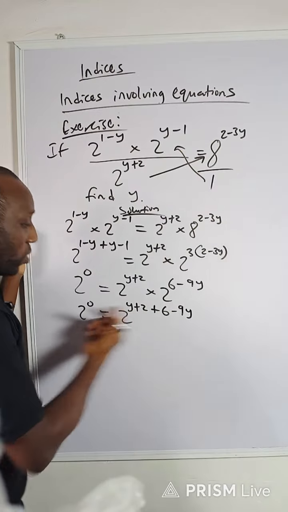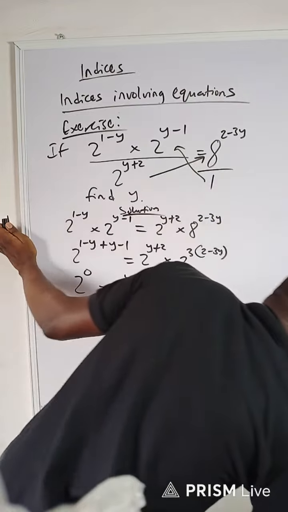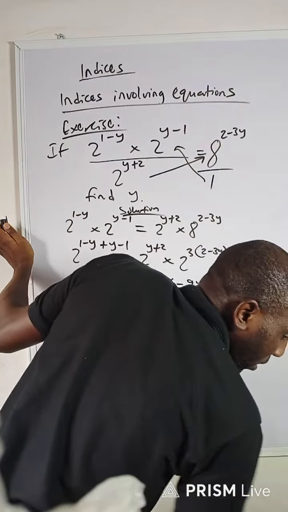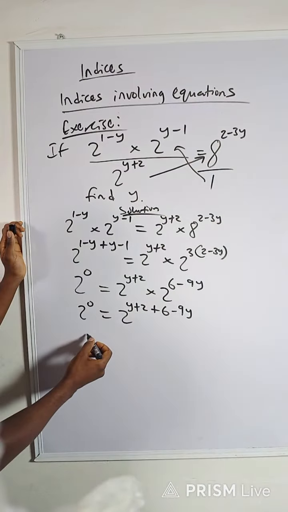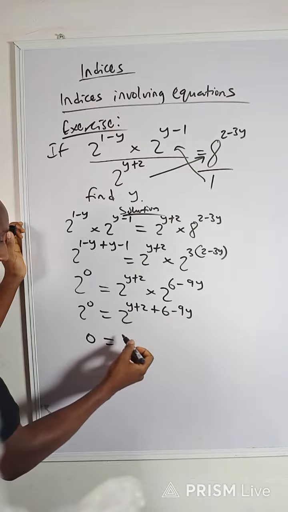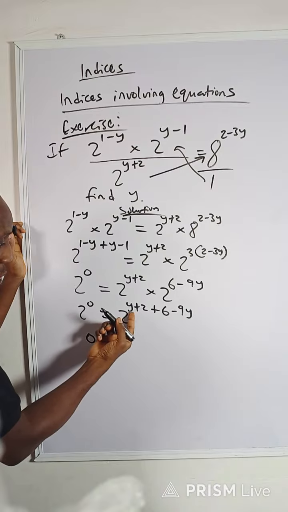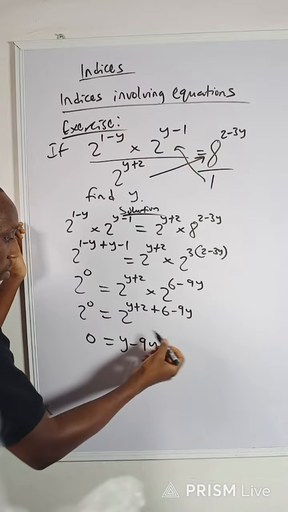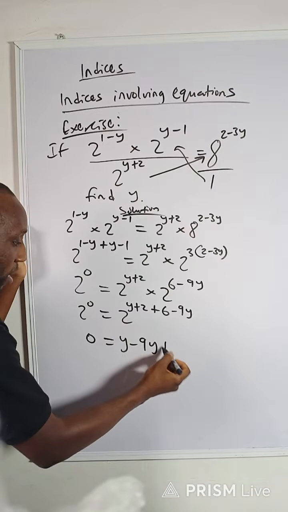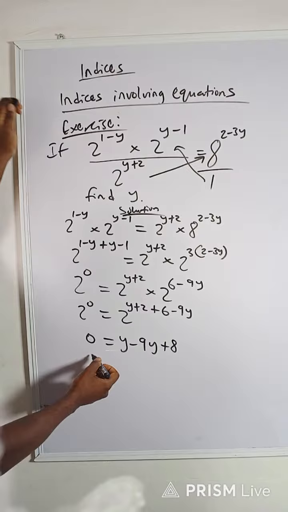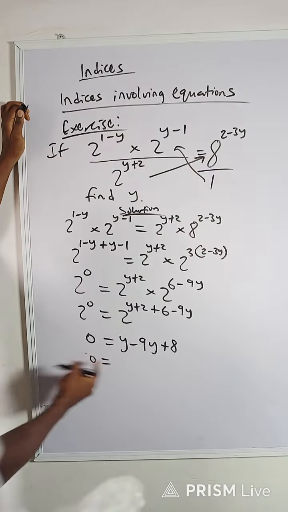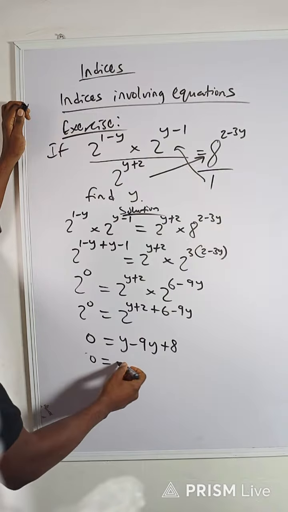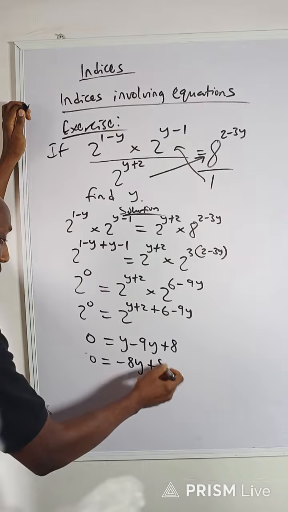Are you with me? So it's time to equate the exponent. So you have 0 is equal to this one here. But I think we can just add y. Okay, let me just write it here. y minus 9y. Then 2 plus 6 is what? 8. So 0 is equal to, what is y minus 9y? Is that not negative 8y plus 8?